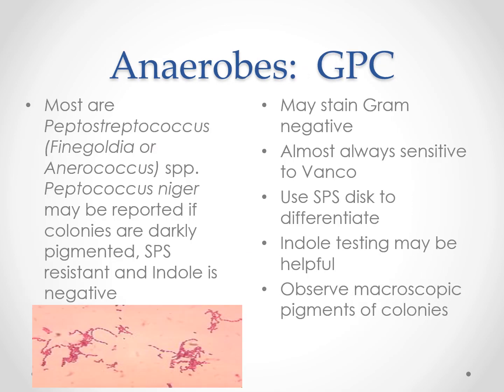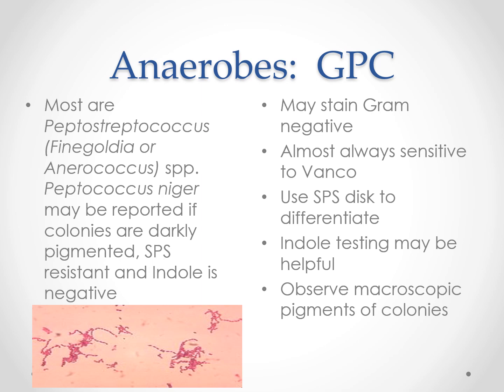For the identification of anaerobic gram-positive cocci, we may notice that they are gram-positive cocci if you have darkly pigmented colonies that are SPS resistant and the indole is negative. That's possible that you're dealing with an anaerobic gram-positive cocci. They may actually stain gram-negative because they are fragile and they will autolyse. It's always a good idea to set up a vancomycin test, and that helps us determine if we're dealing with gram-positive organisms because gram-positive bugs are almost always sensitive to vancomycin.